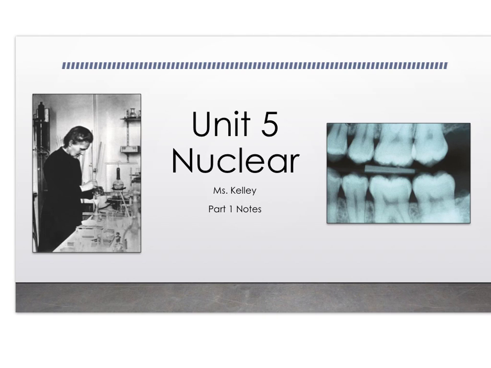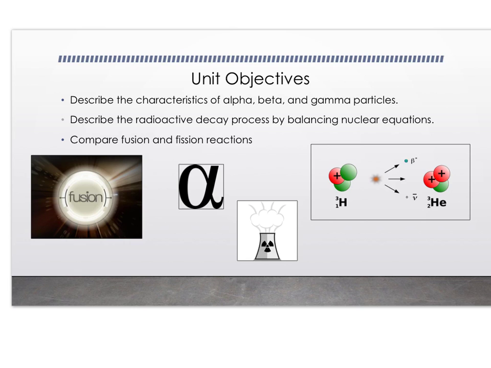This is Unit 5, Nuclear Chemistry, Part 1 Notes. By the end of the unit, you should be able to describe the characteristics of alpha, beta, and gamma particles. You should also be able to describe the radioactive decay process by balancing nuclear equations, and you should also be able to compare fusion versus a fission reaction.